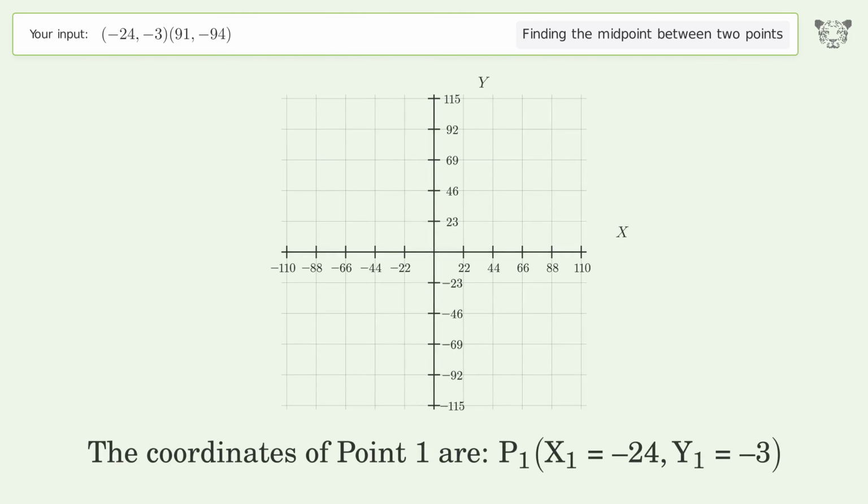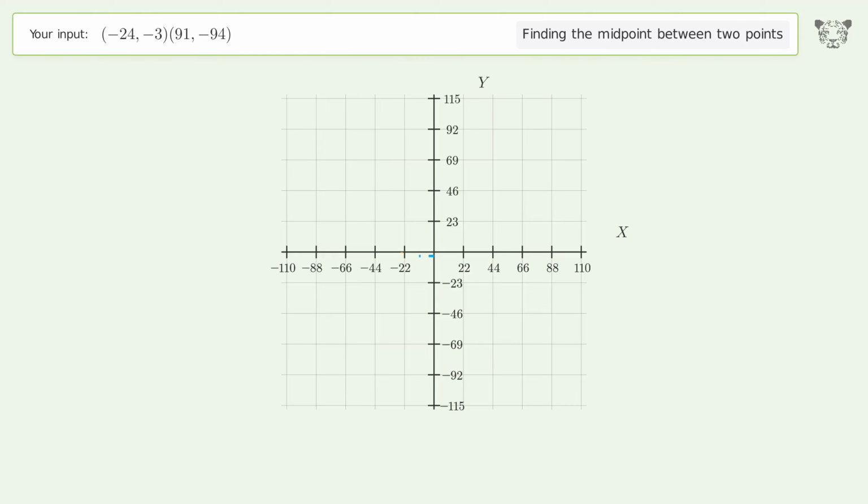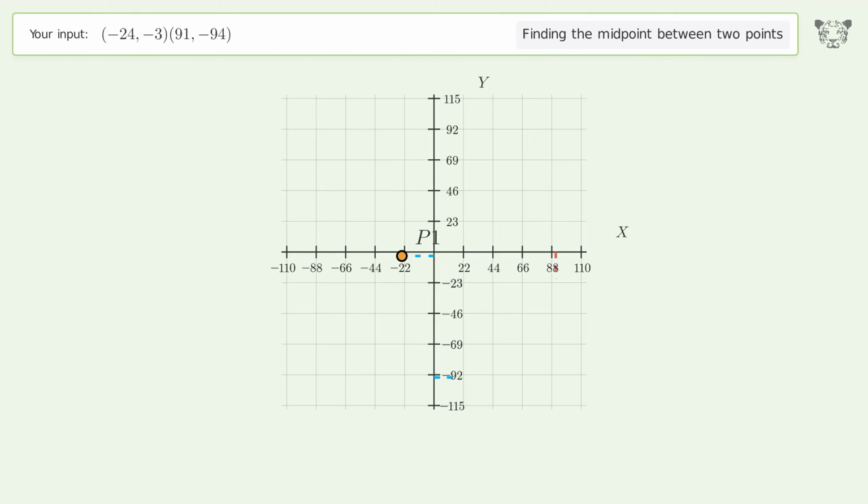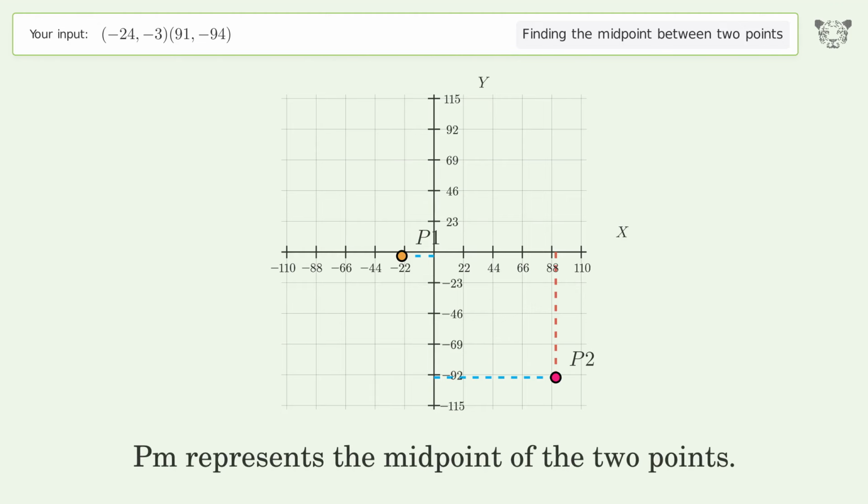The coordinates of point 1 are, x1 equals negative 24, y1 equals negative 3. The coordinates of point 2 are, x2 equals 91, y2 equals negative 94. PM represents the midpoint of the 2 points.